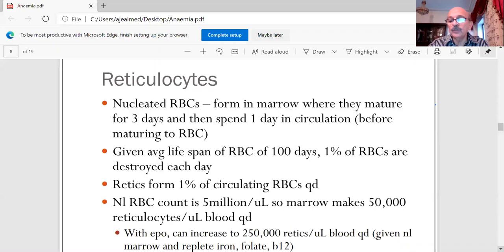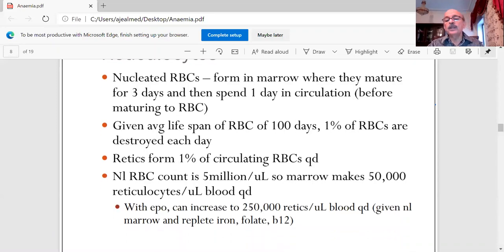This is important because if a patient is bleeding for any reason, or is anemic for any reason, and the bone marrow is normal, the bone marrow will produce more reticulocytes, okay? So with anemia, a high reticulocyte count indicates an appropriate response from the bone marrow. But if the patient is anemic and the reticulocyte count is low, this indicates that the bone marrow is not responding appropriately. This means that the bone marrow itself may be diseased.